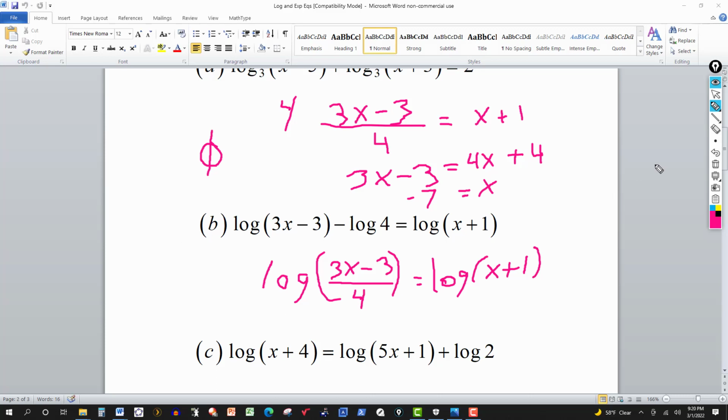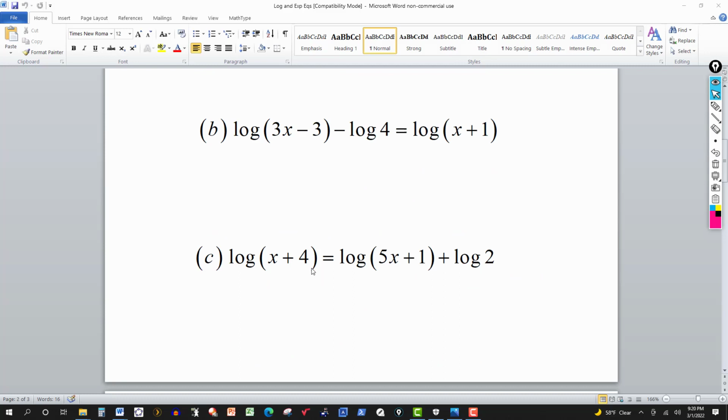Now let's look at the third one here. Clear this. The log of x plus 4 is equal to log of 5x plus 1 plus log of 2. Again, no base indicated, so it means it's base 10. So this one's going to work kind of like the last one. Have the log of x plus 4.